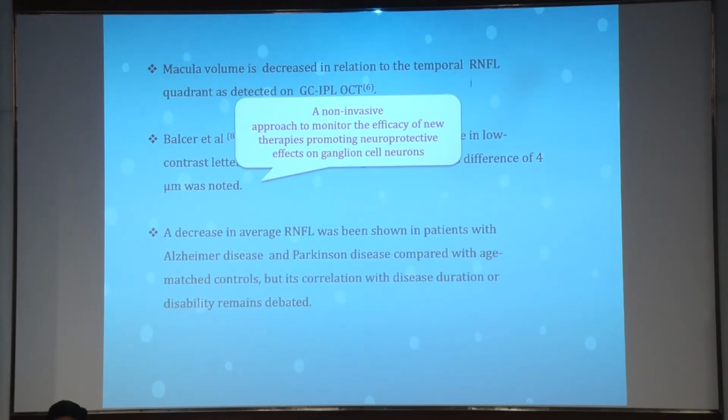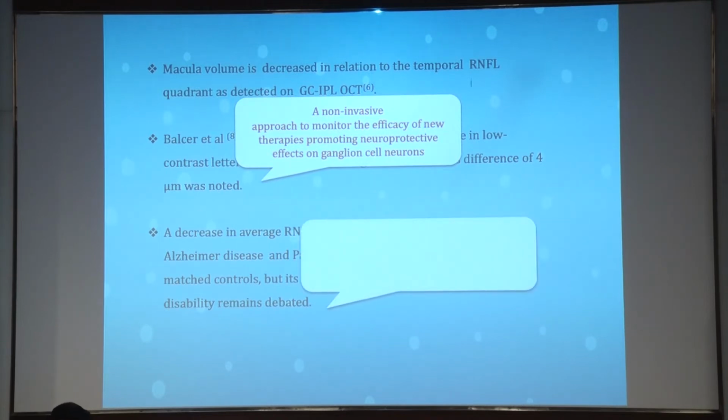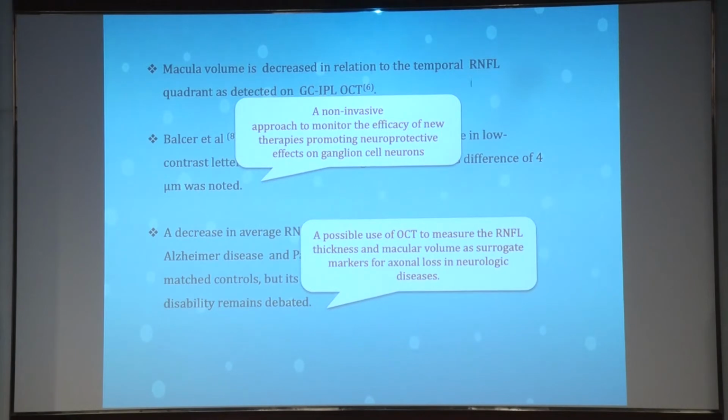A decrease in average RNFL has been shown in patients with Alzheimer's disease, Parkinson's disease, but its correlation with disease duration or disability is still being identified. Another utility again comes that we can measure the RNFL thickness and the macular volume as a surrogate marker for axonal loss which is occurring in the brain.